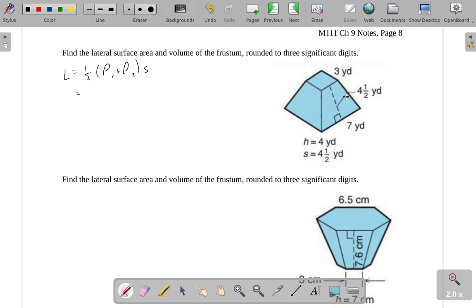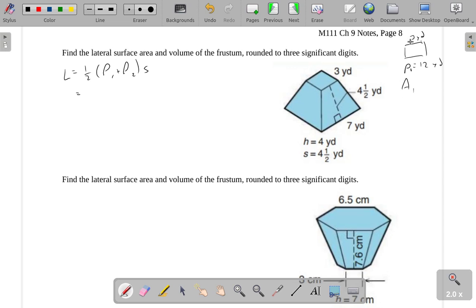So you definitely need to know how to use these formulas. That's why I'm doing so many examples like this. It looks like there's a square base on the bottom and on the top, so let me examine these each individually. Everything is in yards. This looks like 3 yards square. So the perimeter of the top part is 12 yards, and I'll call this P1.